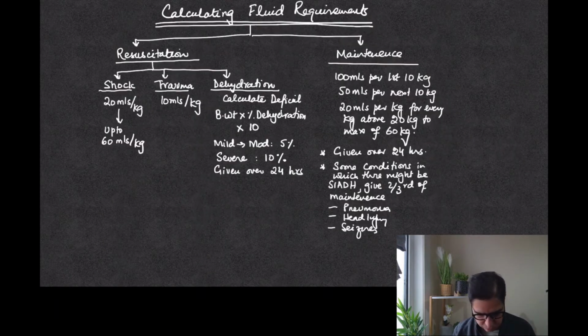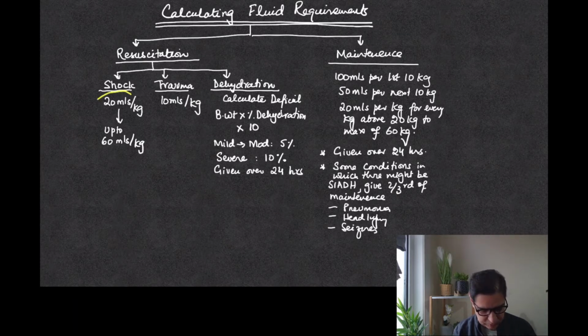Okay, moving on to talking about calculating fluid requirements. Now, fluid requirements are calculated on different needs, whether the child is in a resuscitation condition or whether the child needs maintenance fluids. Now, as far as the resuscitation scenarios are concerned, remember, if a child is in shock because it's a septic shock or because the child is simply in a hypovolemic state, we give them bolus fluids. Bolus means we give them a straight push. We do not give it over, let's say, half an hour or 20 minutes. We just give it as quickly as possible.